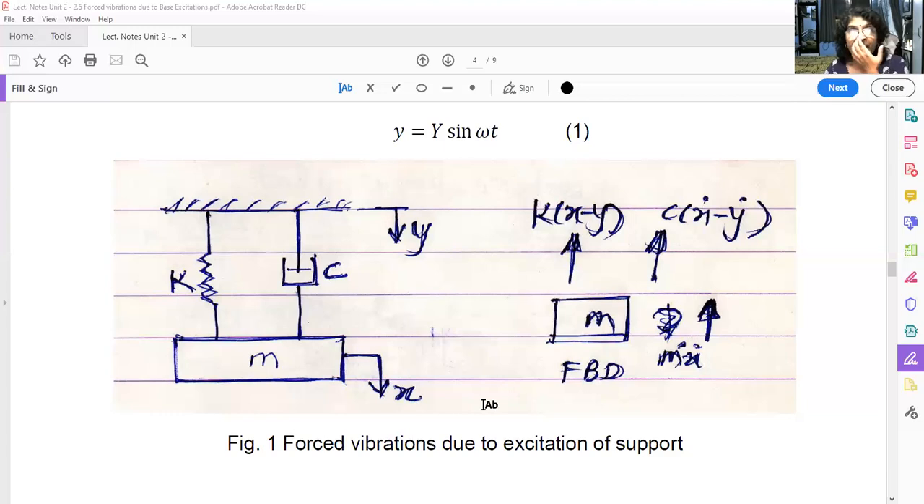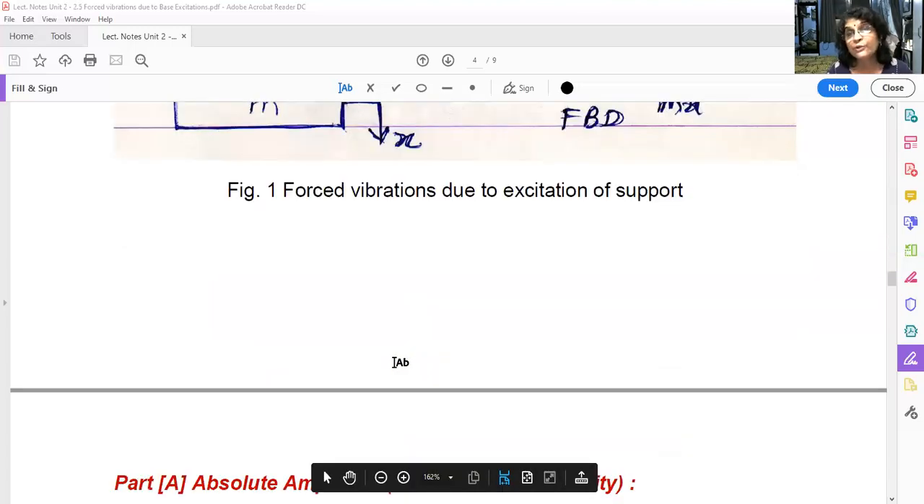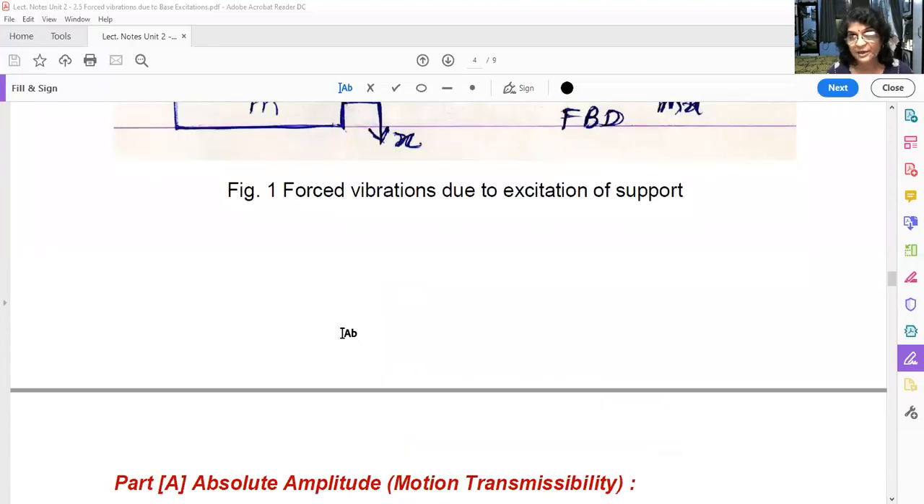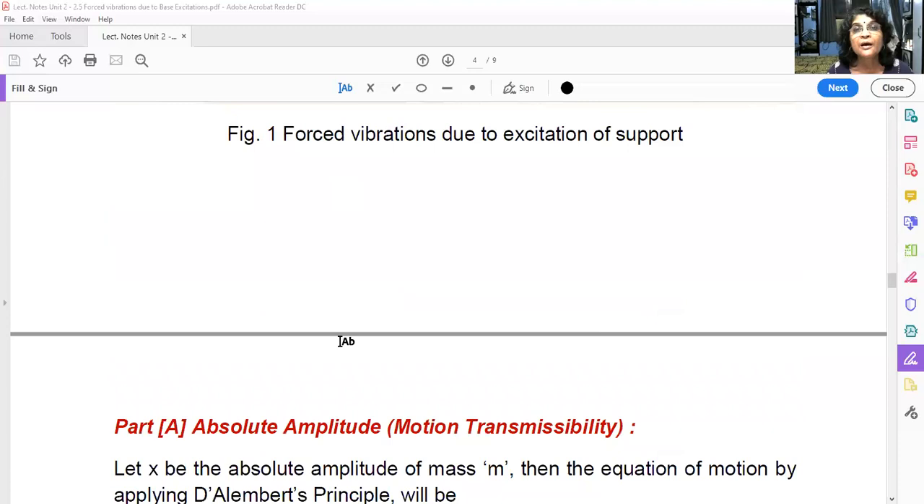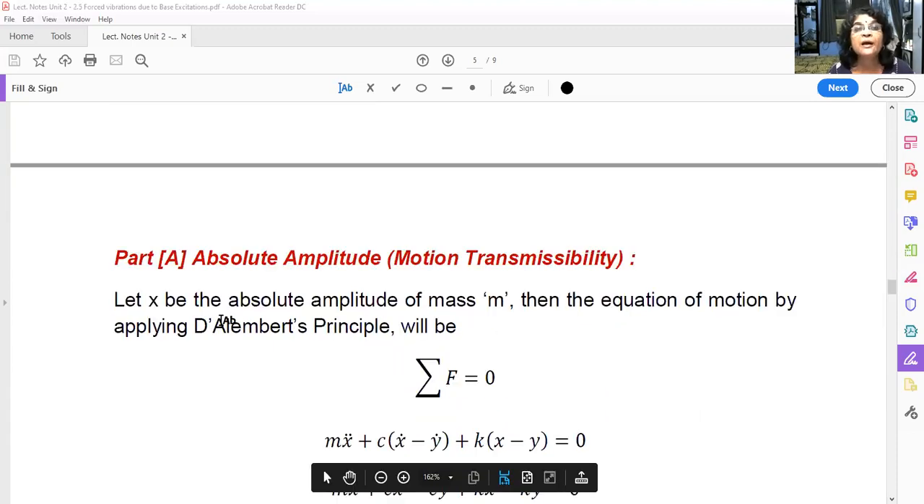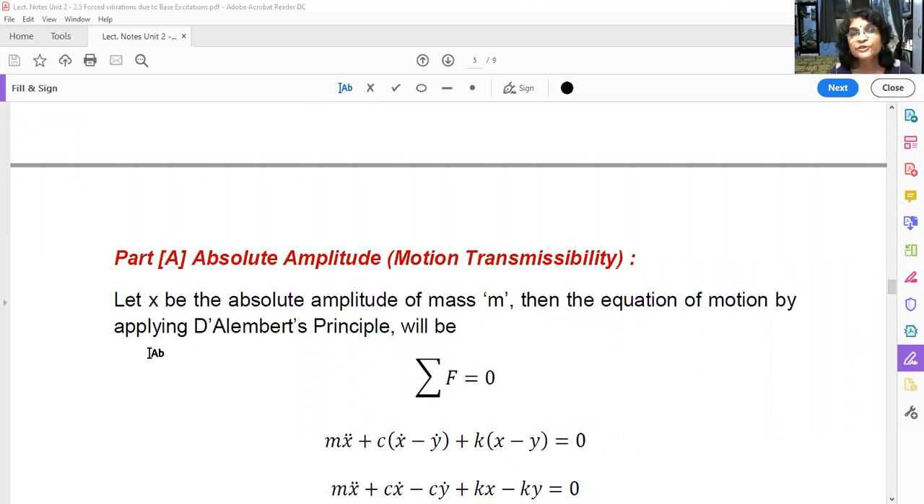Okay, so applying Newton's second law, we are going to apply D'Alembert's principle. But before that, as I told you, we have to study two cases. Part A is absolute motion. Further, we are going to study that this is also known as motion transmissibility, or this concept is used as motion transmissibility. Let x be the absolute amplitude of mass m. Then the equation of motion is derived by using D'Alembert's principle.